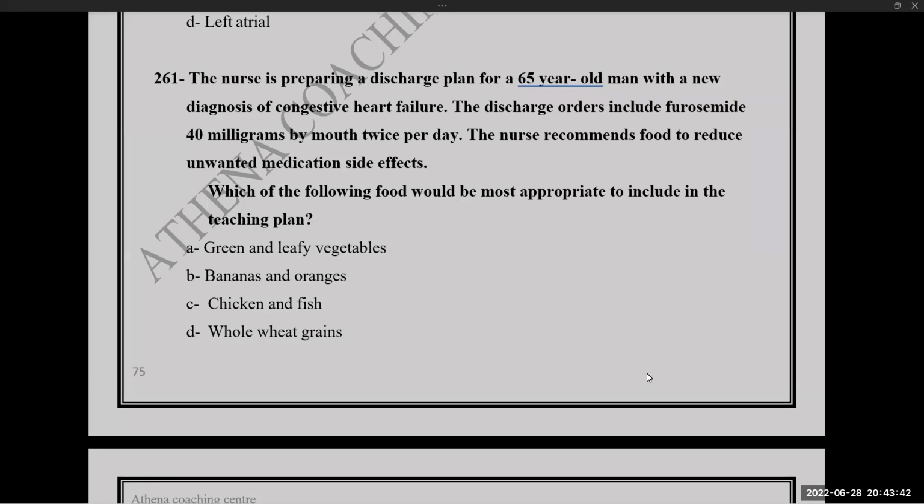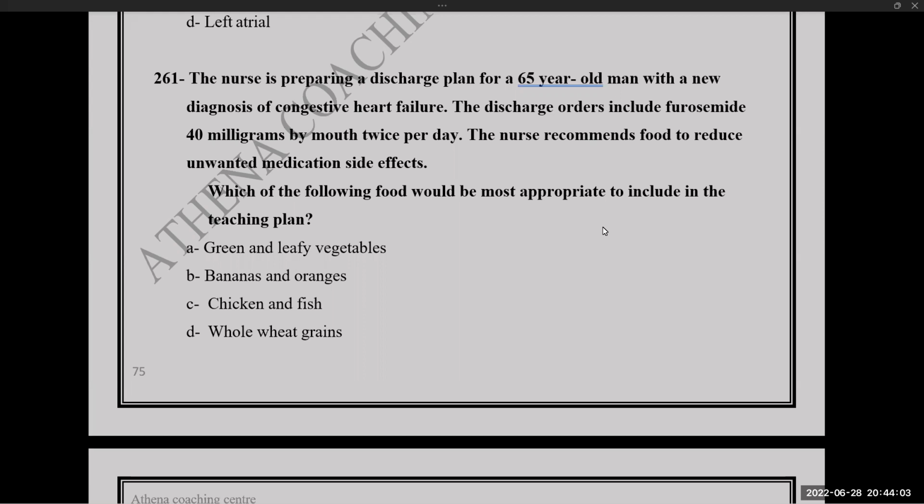So in this class, I'll specifically tell how to read the question and how to remove the wrong answers, and then how do we select the correct answer. You have to apply the same techniques in the entire questions. So please read question 261. This is the first question for today.